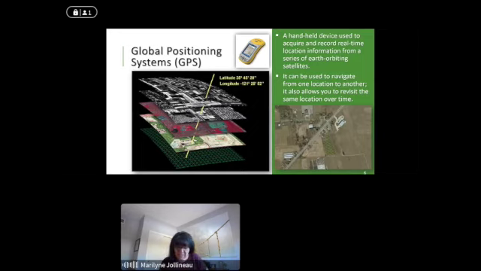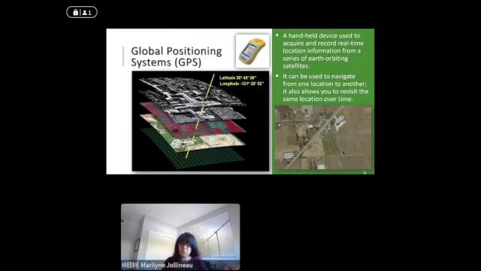Just a deeper dive into each of these technologies, and I'll give you examples throughout. With global positioning systems, we use a handheld device that communicates with satellites orbiting the Earth's surface and gives us very precise and accurate location information. And the graphic gives you an example of that notion.